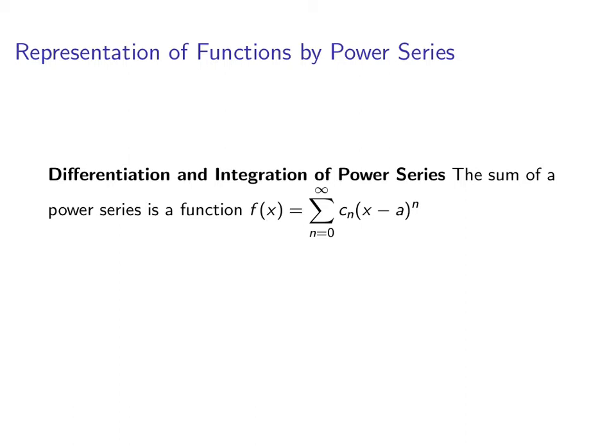Now, the sum of a power series is a function. F of x is defined to be the sum where n goes from 0 to infinity of c sub n times x minus a to the nth power. And the domain of this function is whatever the interval of convergence is for that series.